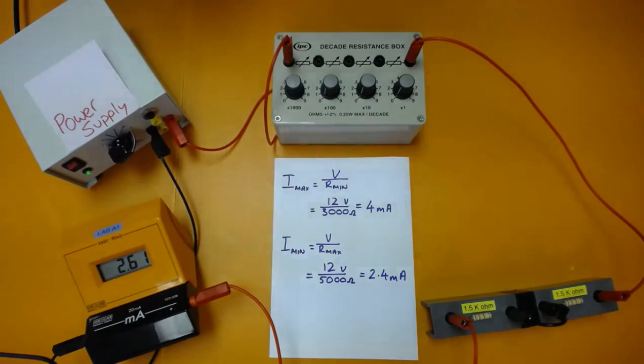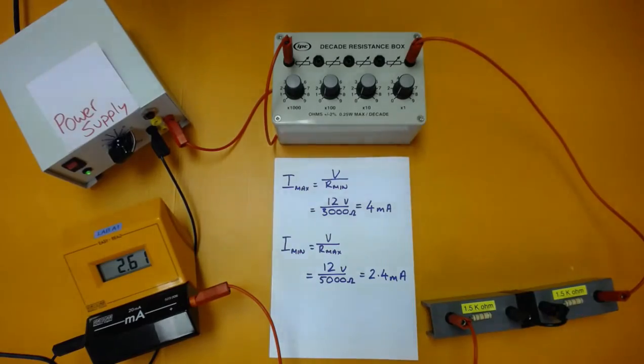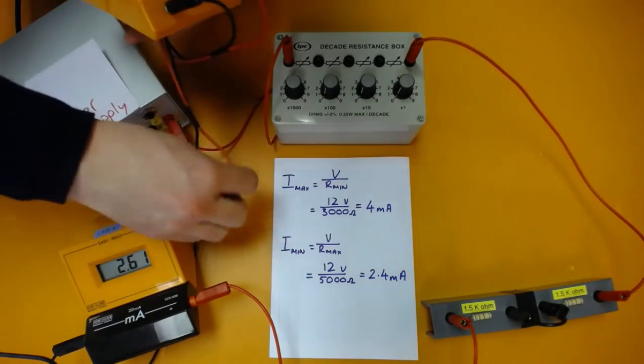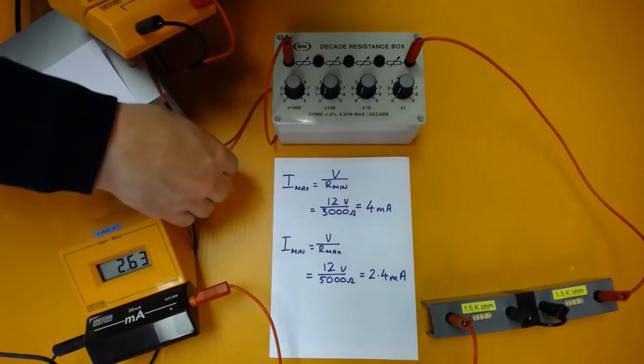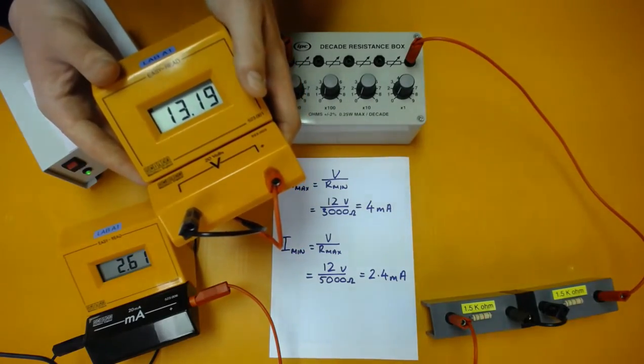Now, our measured results are larger than our calculated results, and this will probably be because the voltage is larger than stated on the power pack. So the voltage is probably larger than 12 volts. So we can measure this to find out. So the voltage is around 13.2 volts.